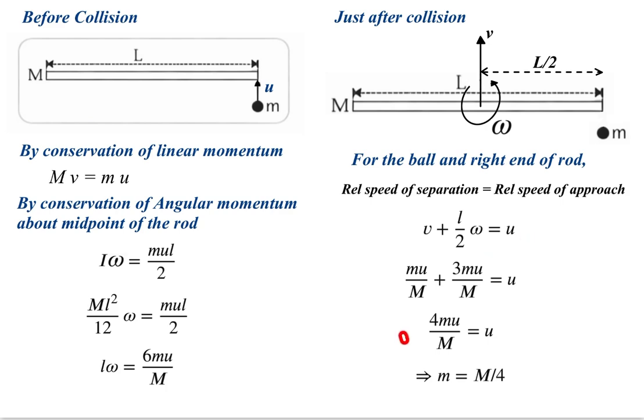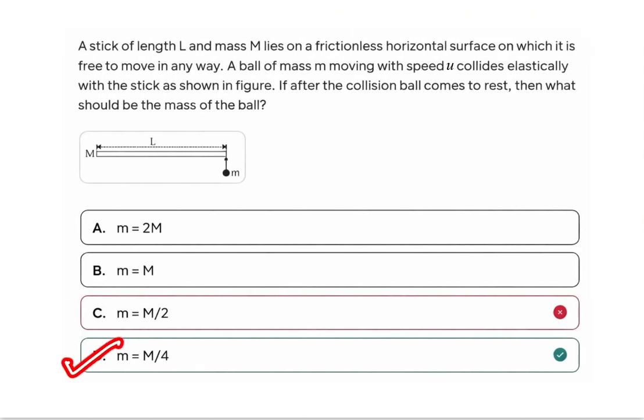So the left hand side becomes 4 mu upon capital M equal to u. So this u will cancel out, and M on the right side will go to the other side, giving M by 4. So small m will be equal to M by 4. So the correct option here is option D. Thank you.